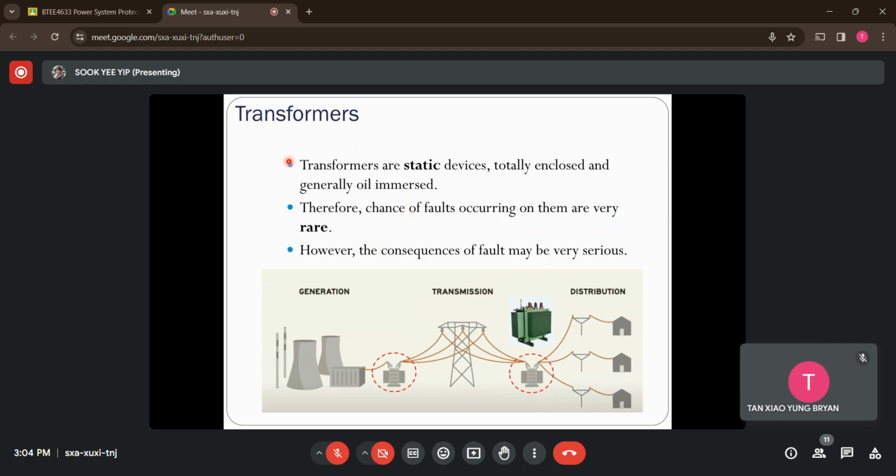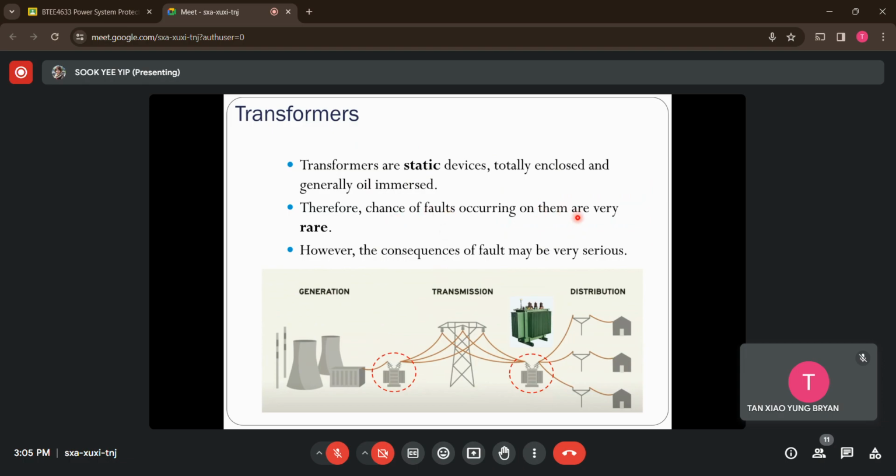A transformer is a static device. Static means that it doesn't consist of moving parts like machines, generators and motors, and it is totally enclosed within the substation. Generally in terms of design, it has a tank, and it consists of the transformer core with the windings immersed within this tank that has been filled with transformer oil. So it is an oil-immersed type of transformer. Therefore with this structure, the chance of having a fault is quite rare in the power system.